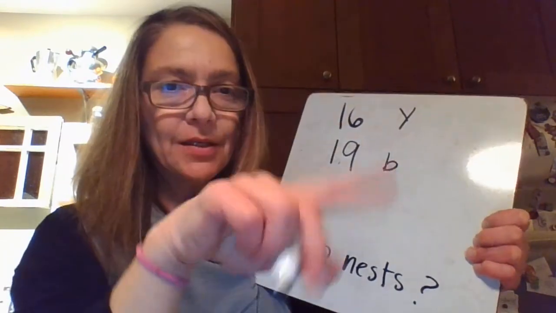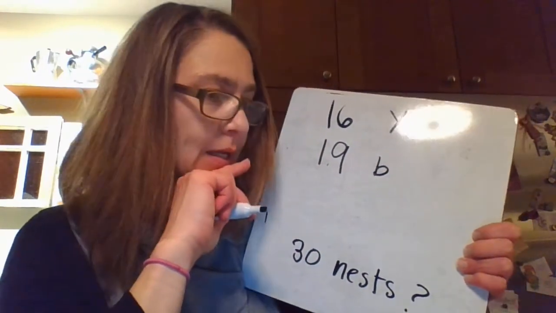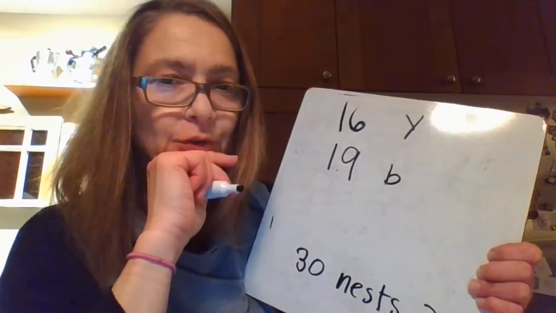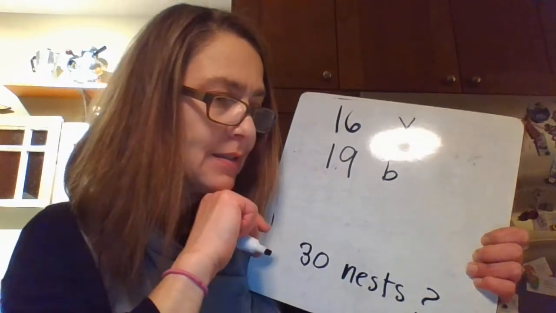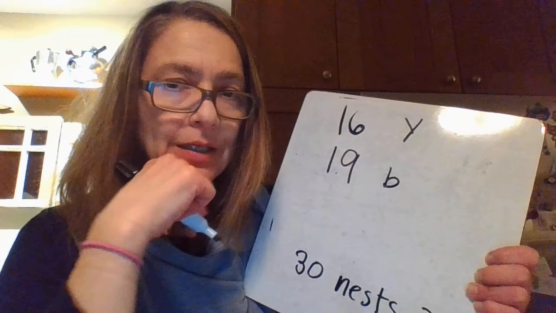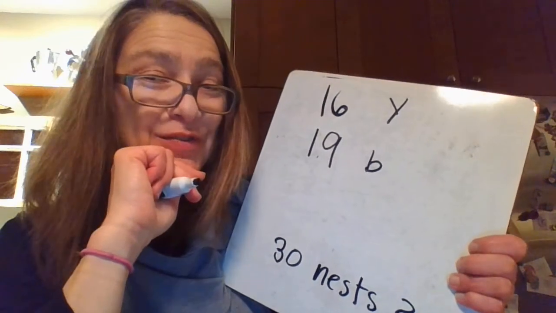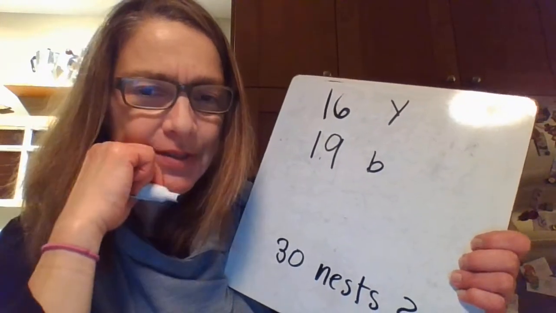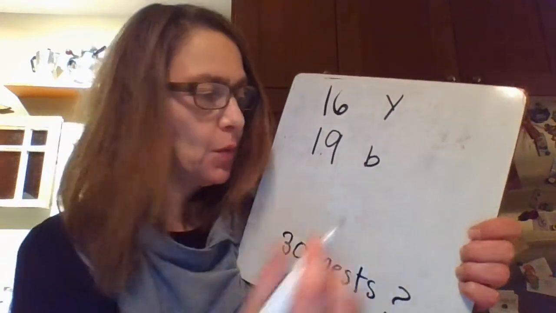There are 16 chickens, circle 16, in the yard. There are 19 chickens, circle 19, in the barn. There are 30 nesting boxes. So I have 2 steps here. The first step is to find out how many chickens I have total.